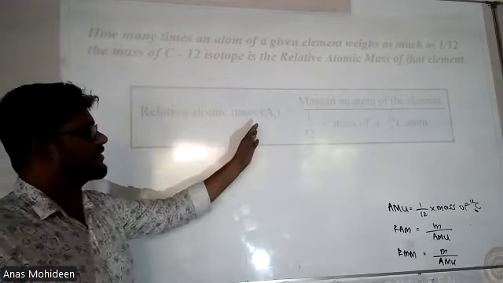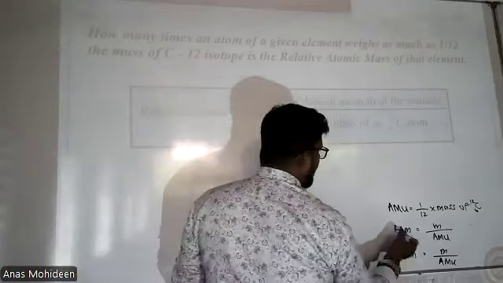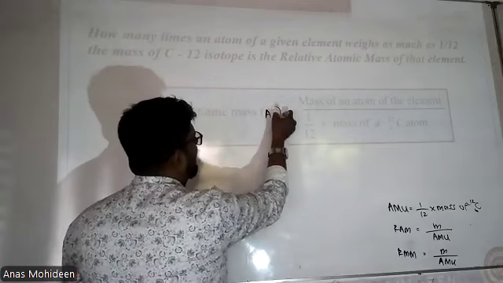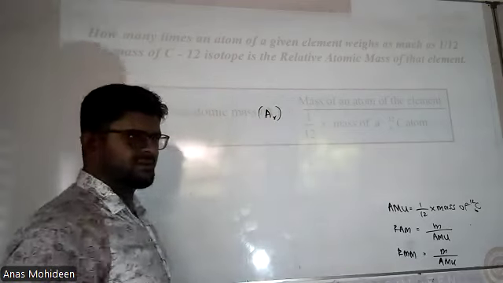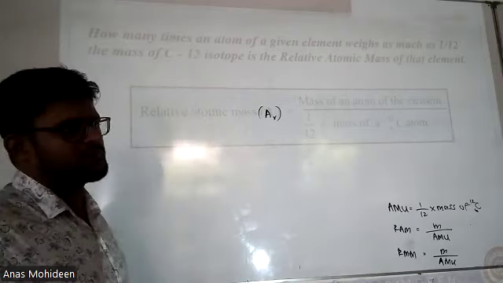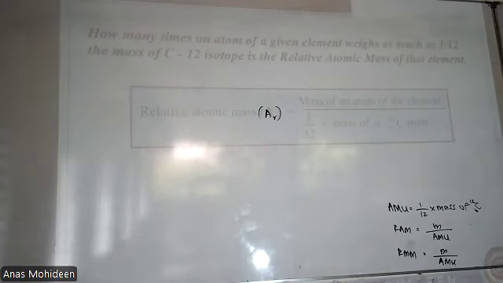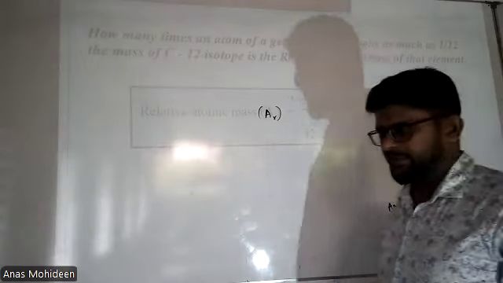Relative atomic mass, we can term it as Ar also, either RA or Ar. Relative atomic mass. You got the point? Shall I write this down? How many times an atom of a given element weighs as much as 1/12 the mass of carbon-12 is the relative atomic mass of that element.